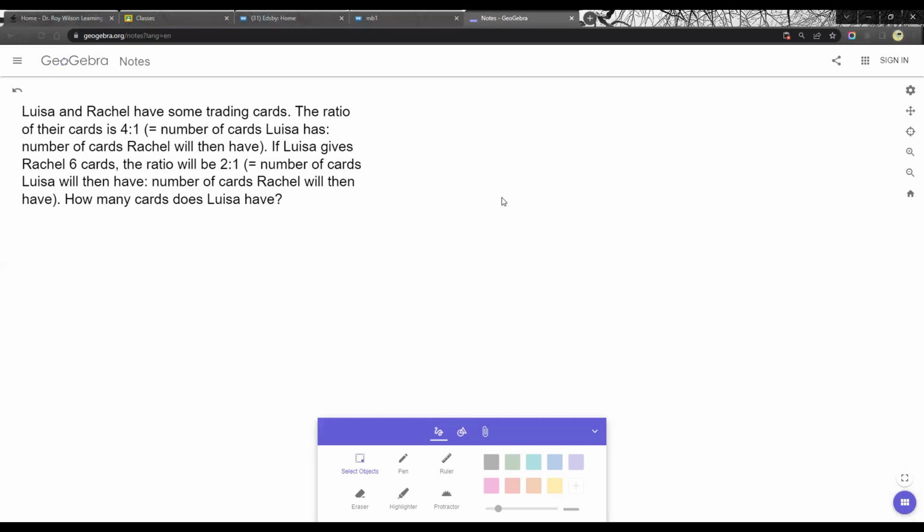So to represent this problem, we're going to make a table of the first ratio, 4 to 1, which is the original number of cards Luisa and Rachel both have, while the second ratio is a scenario where Luisa gives Rachel 6 cards.